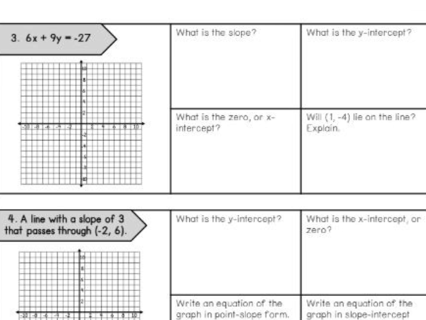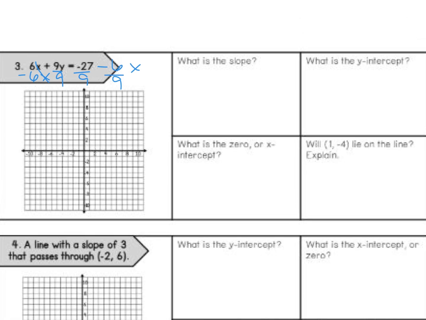Move the x away from y. So we're going to minus the 6x. And then what are we going to do? Divide by 9. We divide everything by 9. Okay. So when we do that, we get, I'm going to write it up here. Y equals what? What do you know about -6 over 9? -2/3 x. What about -27 over 9? -3. So what does that tell us?